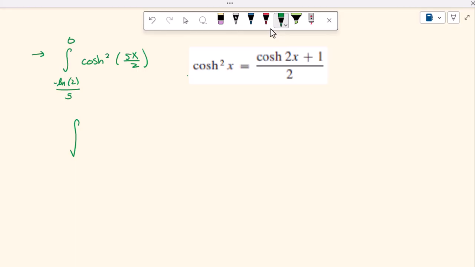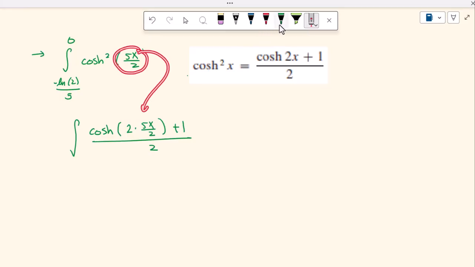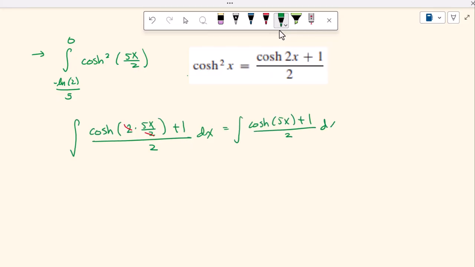Key is don't forget. So this would be cosh of 2 times my angle plus 1 all over 2. So that totally makes sense. So this angle goes from x to doubling. So my angle is a little different. So I'm going to take this and double that angle as well. That's why it's called the double angle formula. So I'm going to double that. And then I see that the 2's cancel here. So when I rewrite, I'm going to have the cosh of 5x plus 1 all over 2 dx.